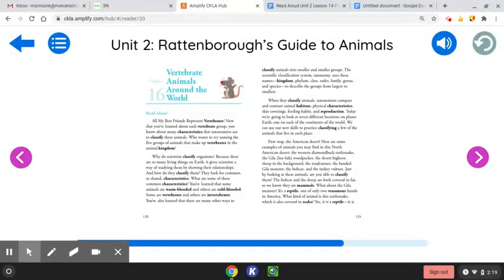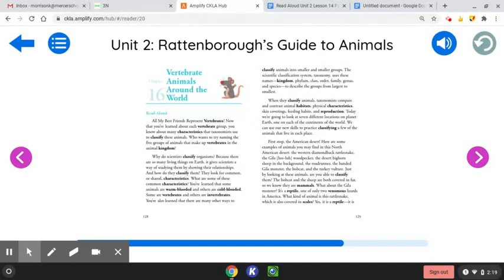Okay. All my best friends represent vertebrates. Now that you've learned about each vertebrate group, you know about many characteristics that taxonomists use to classify these animals. Who wants to try naming the 5 groups of animals that make up vertebrates in the animal kingdom? Remember, we said they were amphibians, mammals, birds, fish, and reptiles. All right. Why do scientists classify organisms? Because there are so many living things on Earth, it gives scientists a way of studying them by showing their relationships. And how do they classify them? They look for common or shared characteristics.